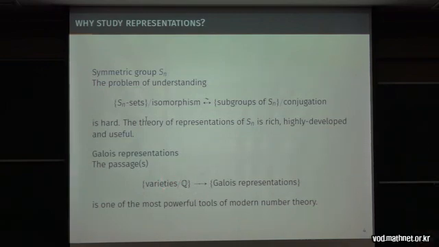For example, Fermat's last theorem is proved by assuming you have a solution to the Fermat equation, building some funny elliptic curve, studying the Galois representation that it would lead to, and then arguing that such a Galois representation cannot exist. Okay?